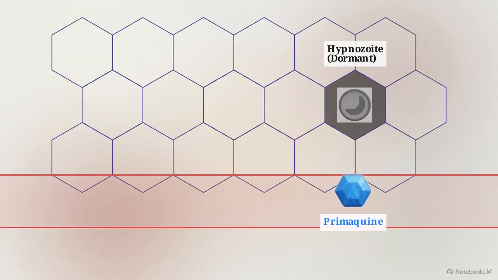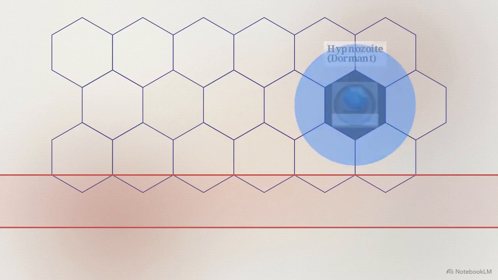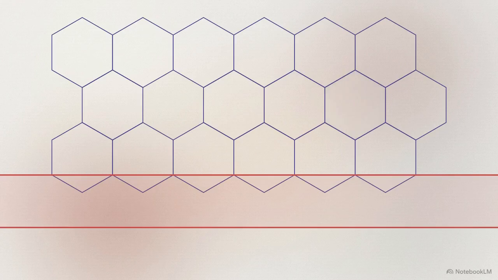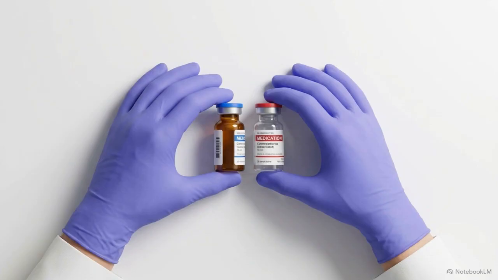To eliminate this hidden threat, clinicians deploy a targeted pharmacological countermeasure, primaquine. This drug specifically attacks and clears the dormant liver stages. However, administering primaquine comes with a mandatory clinical prerequisite. Patients must be screened for G6PD enzyme deficiency because giving primaquine to a deficient patient triggers severe hemolytic anemia. Achieving a radical, permanent clinical cure requires addressing both the active blood infection and these invisible dormant liver reservoirs.